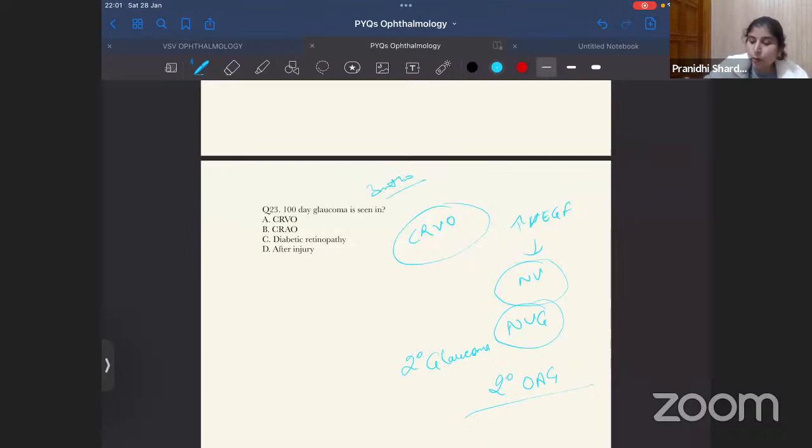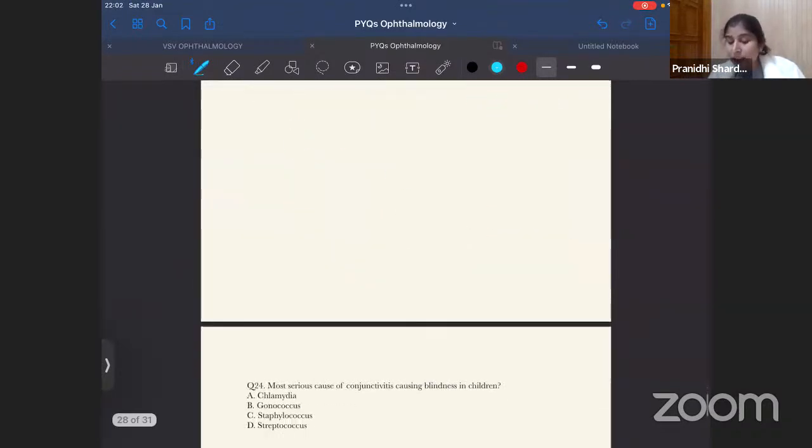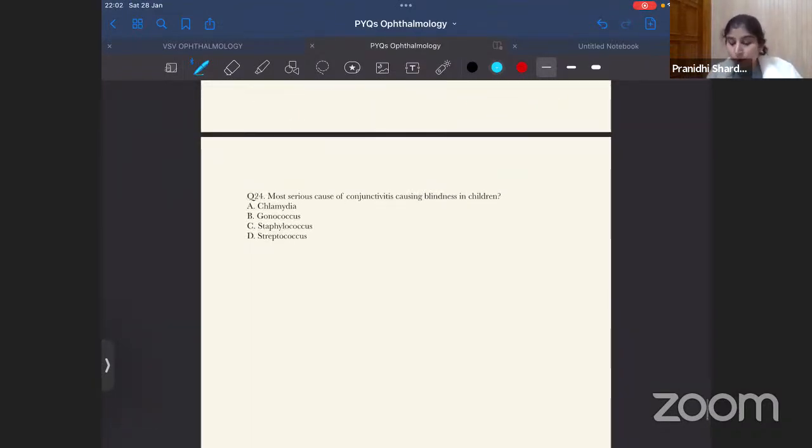So 100-day glaucoma. Study about CRVO, CRAO, cherry red spots, differential diagnosis of cherry red spots. So the important topic, CRVO, CRAO, treatment of them, anti-VEGF, CRAO treatment, very important. Very commonly asked treatment of CRAO, so study it.